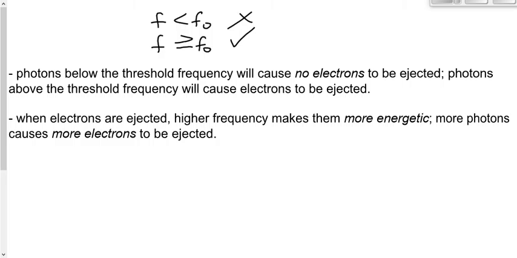Now, if no electrons are ejected, it doesn't matter what you do. If you're above the threshold frequency and electrons are ejected, understand that it's a 1-to-1 ratio. So if you have 1 photon, it causes 1 electron to be ejected. If you have 28 photons, it causes 28 electrons to be ejected.